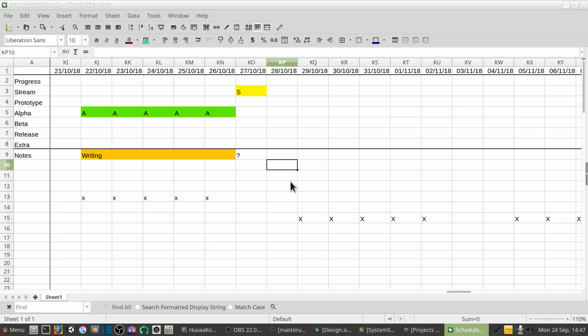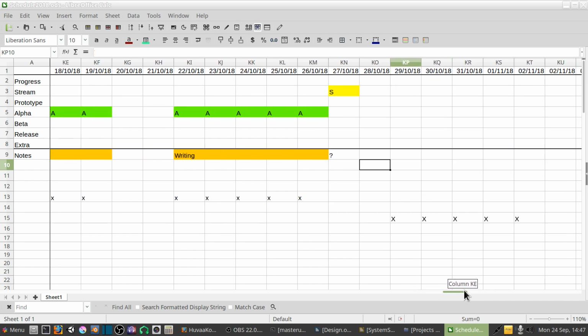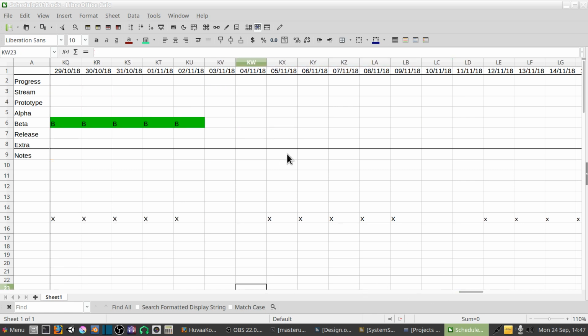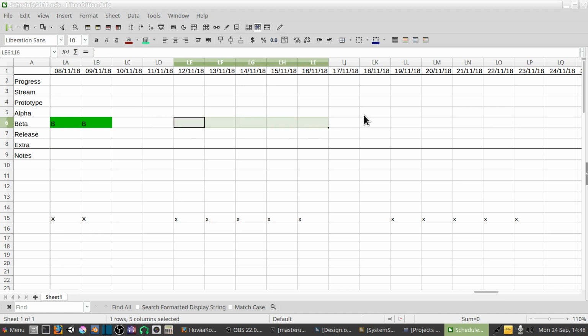Right. But alpha is... This is the wrong way around. But whatever, I'm breaking all the rules. Because alpha is supposed to be feature complete. But if I'm just going to be making a prototype and writing, I don't have the features complete at that point. But I can switch it around. So it's basically going to be content first, and then the features.